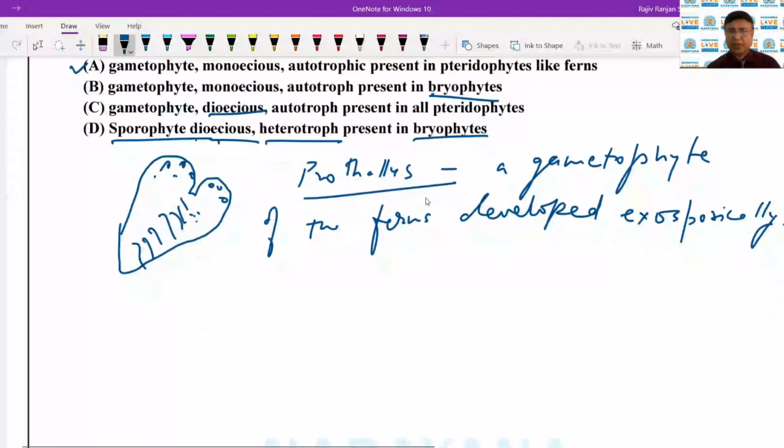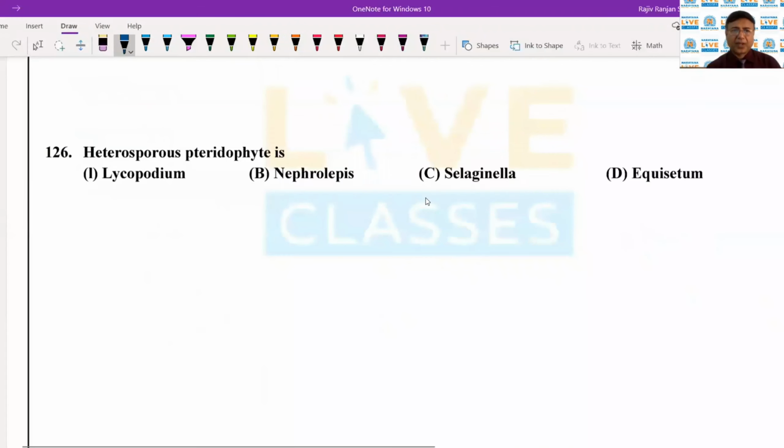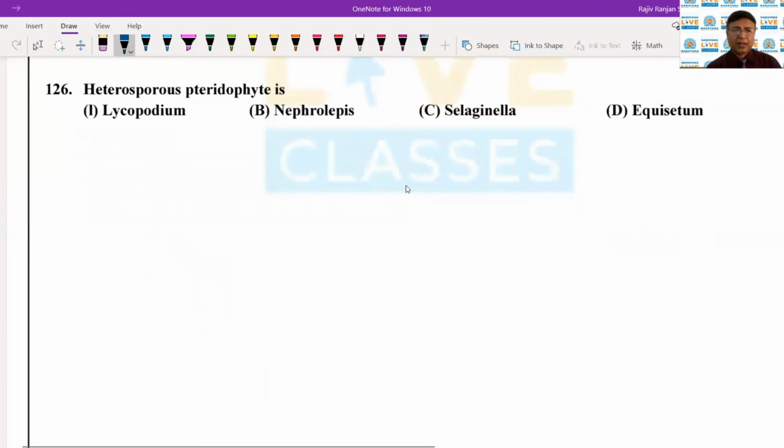So let's next move now to the next question. The question number 126. Heterosporous pteridophyte is Lycopodium, Nephrolepis, Selaginella, Equisetum. So here the correct answer is Selaginella. Selaginella is the correct answer.